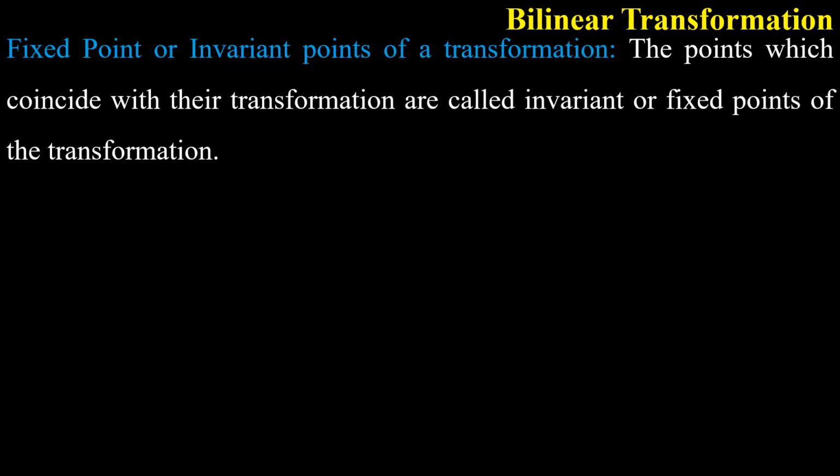Now after the critical point we study the fixed point. It is also known as the invariant point of the transformation. The points which coincide with their transformation are called the invariant or fixed points of the transformation. Let W equals f(z) be the bilinear transformation. If you put W equals Z, so Z equals f(z), whatever values of Z we get will be the fixed points or invariant points.